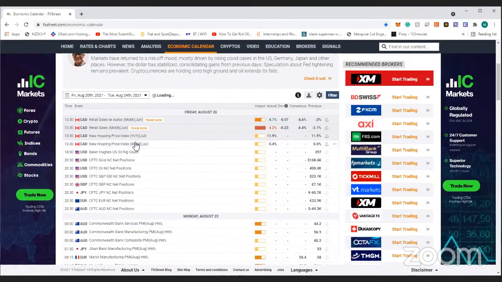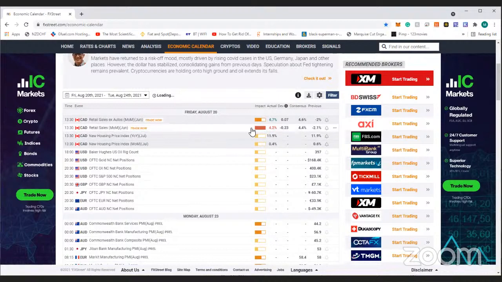So yeah, guys, here's the news. We had the retail sales, and there was a trade play looking for on NZD/CAD for a short. Now the retail sales came out worse than expected, but better than the previous. So the price hasn't really done much, but it is a lot better than the previous.